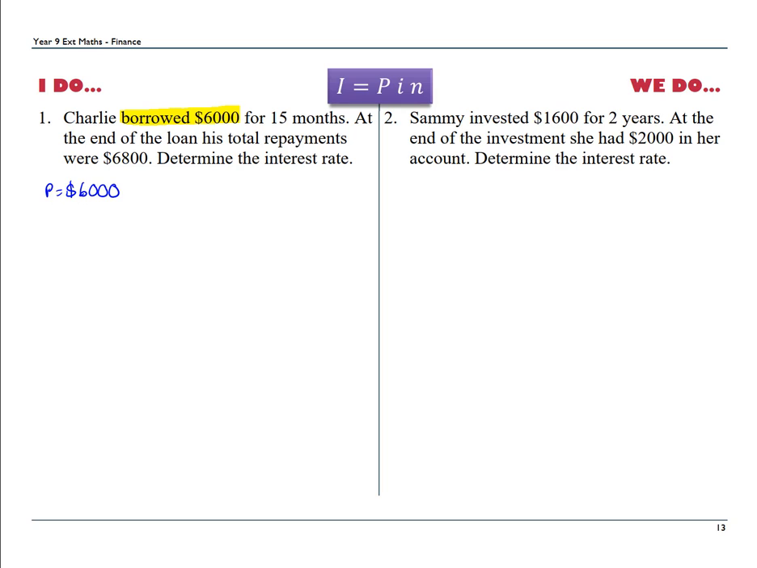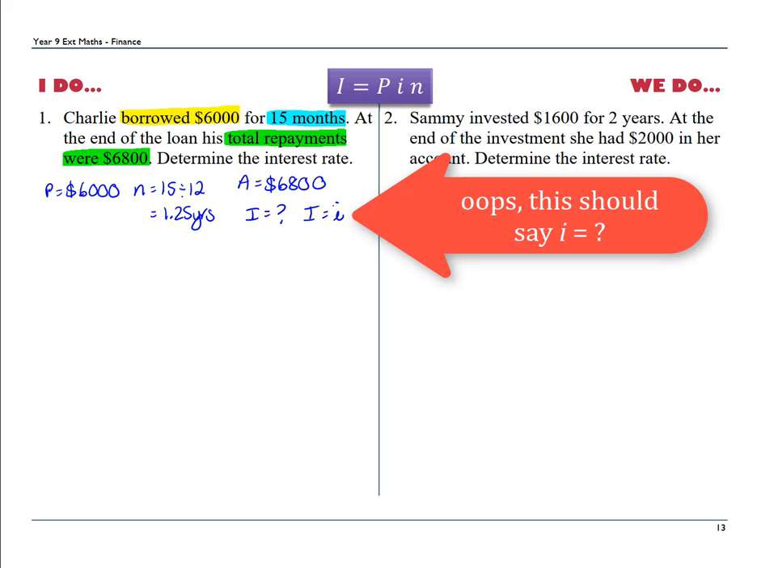It was for 15 months. So our N is 15 divided by 12 because we need it in years. So that's 1.25. And his total repayments were $6,800. So that's our A value. Now we don't have I, and we also don't have our interest rate.